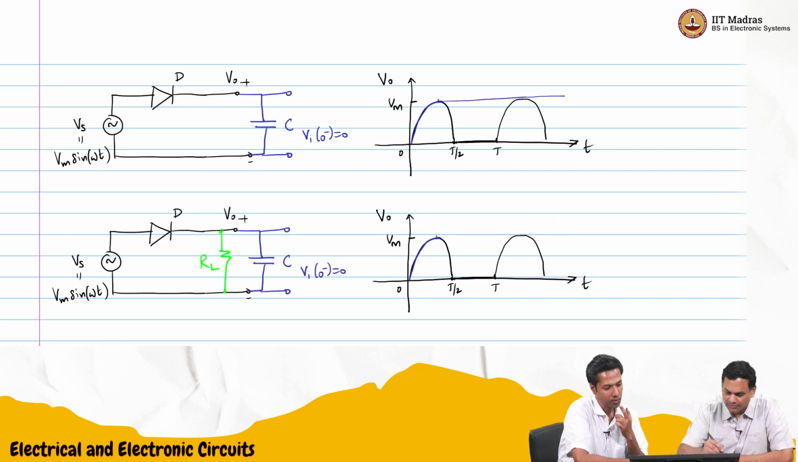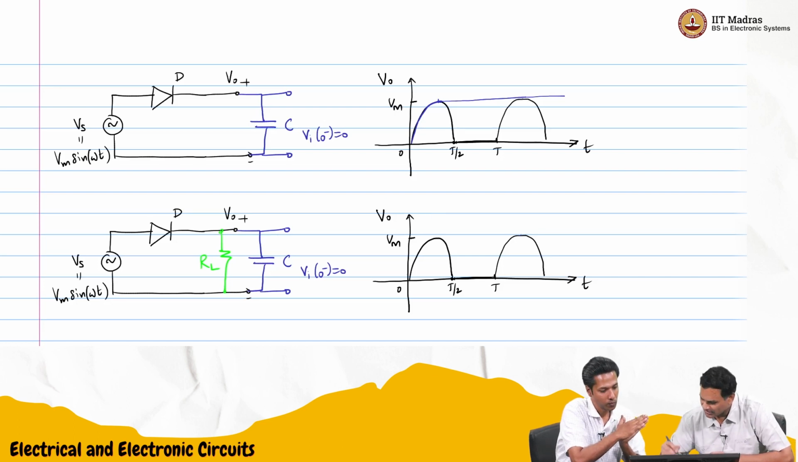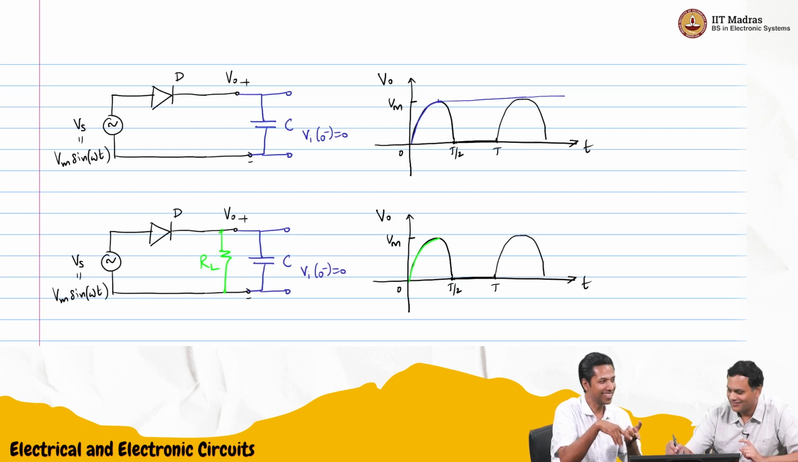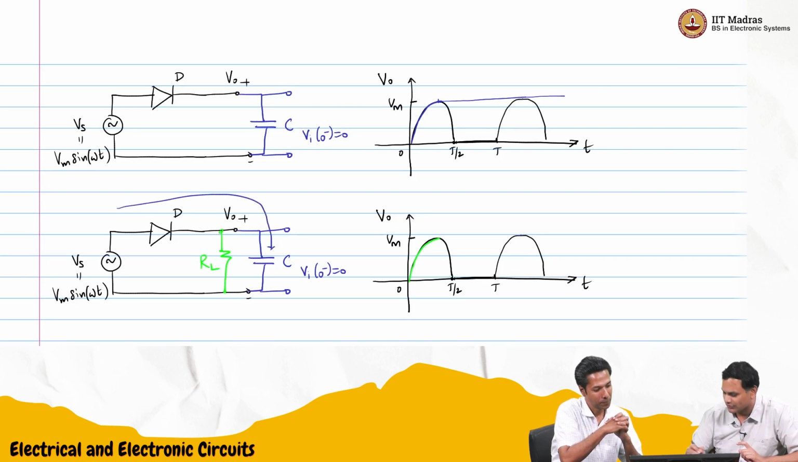So even if RL is there, in the first half cycle it will charge up to Vm, because the capacitor is just connected across RL. So I'll draw it like this. It will still go to Vm. Now in the earlier case, during the negative half cycle, there was no path for discharge. So during the positive half cycle, current flows like this. But now in reverse bias, there's no diode current.